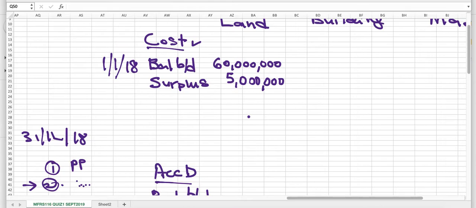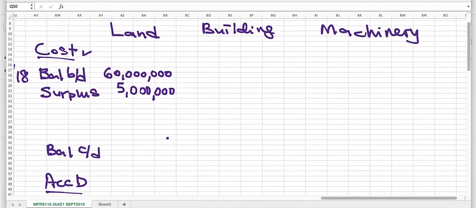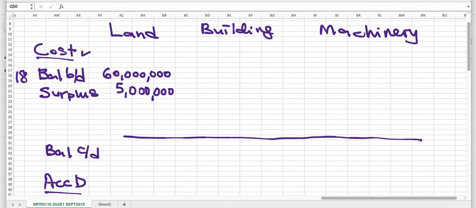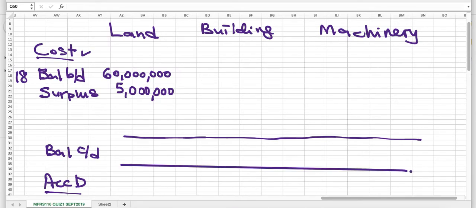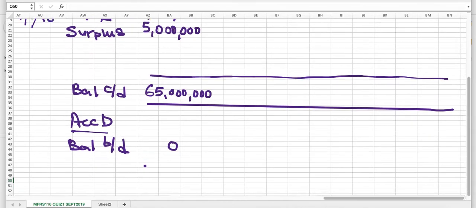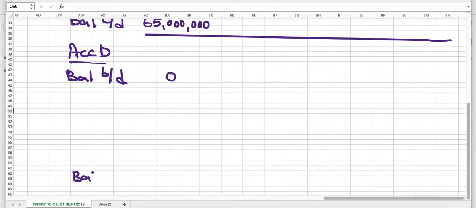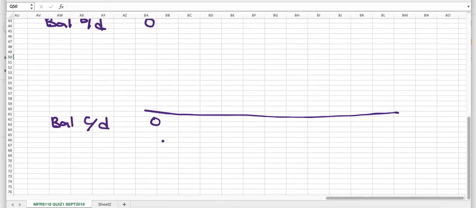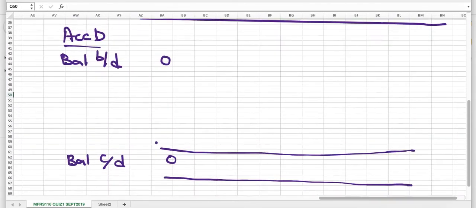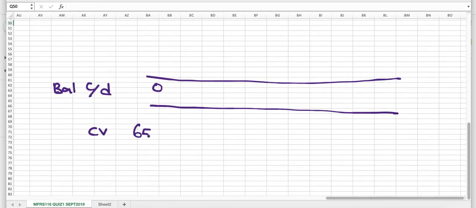Okay, there is no more new transaction. So at the end of the year, your land is 65 million. And there is no balance BD, so balance CD is also 0 for land. And in the end you get a carrying value of 65 million. It's important that you complete your answer up to carrying value.